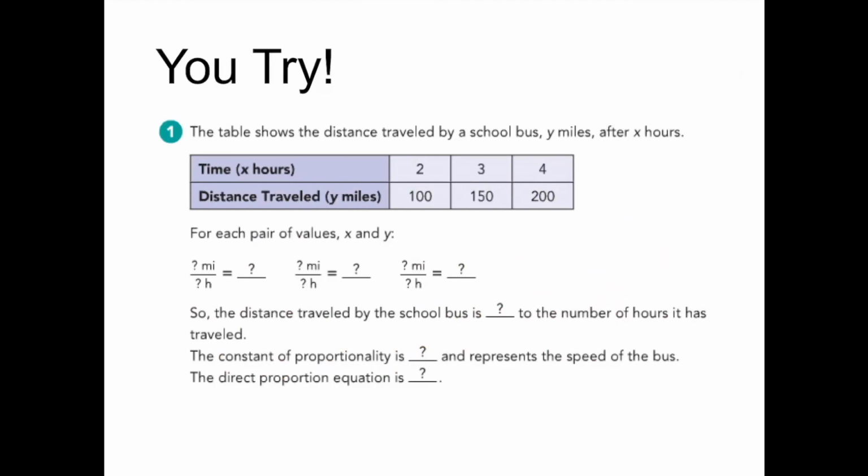Okay, I want to talk about this example, and then the video is going to pause and give you a second to figure it out. So here we have the table shows the distance traveled by a school bus, y miles, after x hours.